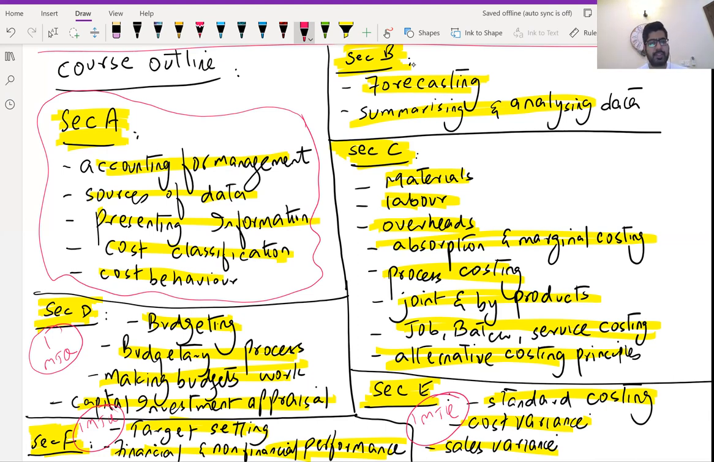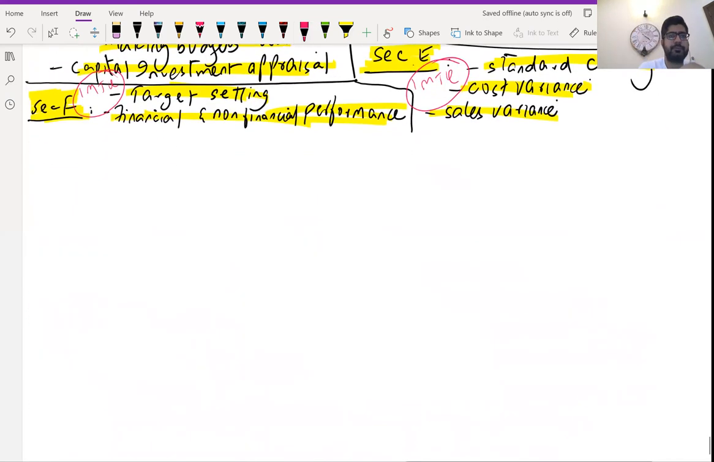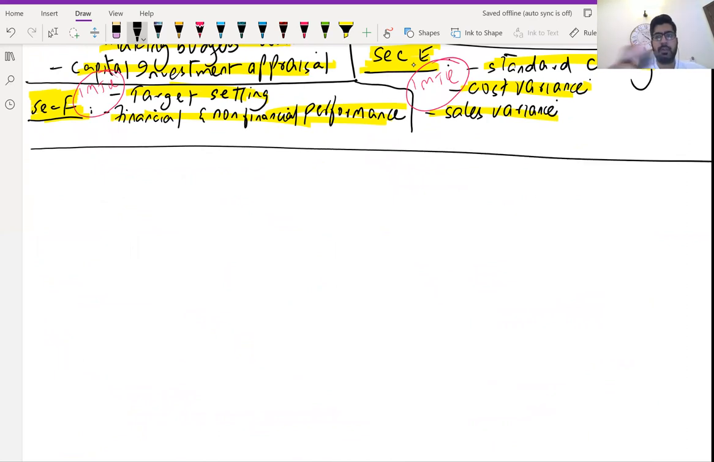Okay. So in section A, the first topic we are going to start is these 2, cost classification and cost behavior. And once we are done with cost classification and cost behavior, then we will do the remaining 3 aspects. All these are theoretical areas. So we will discuss all 3. Firstly, we are starting with cost classification and cost behavior. Okay. You need to copy some stuff which I'm sharing on the screen.